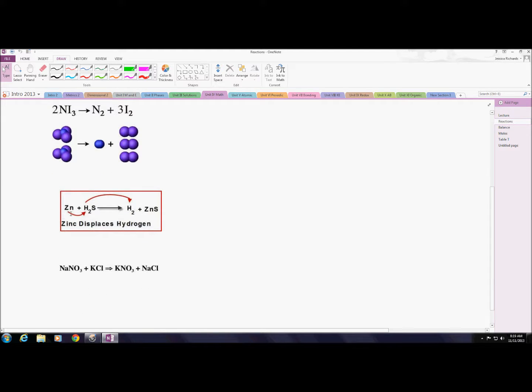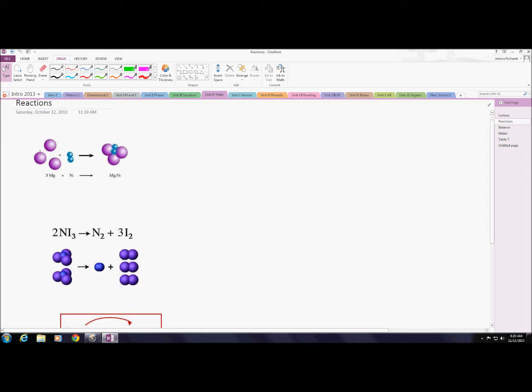Single replacement, an element, one capital letter, and a compound, two capital letters, makes an element, one capital letter, and a compound, two capital letters. So the zinc replaced the hydrogen, single replacement. And down here, two compounds making two compounds. Two or more capital letters plus two or more capital letters yields two or more capital letters plus two or more capital letters. We just switched the positive ions. The sodium replaced the potassium and the potassium replaced the sodium, and we made our new compounds.